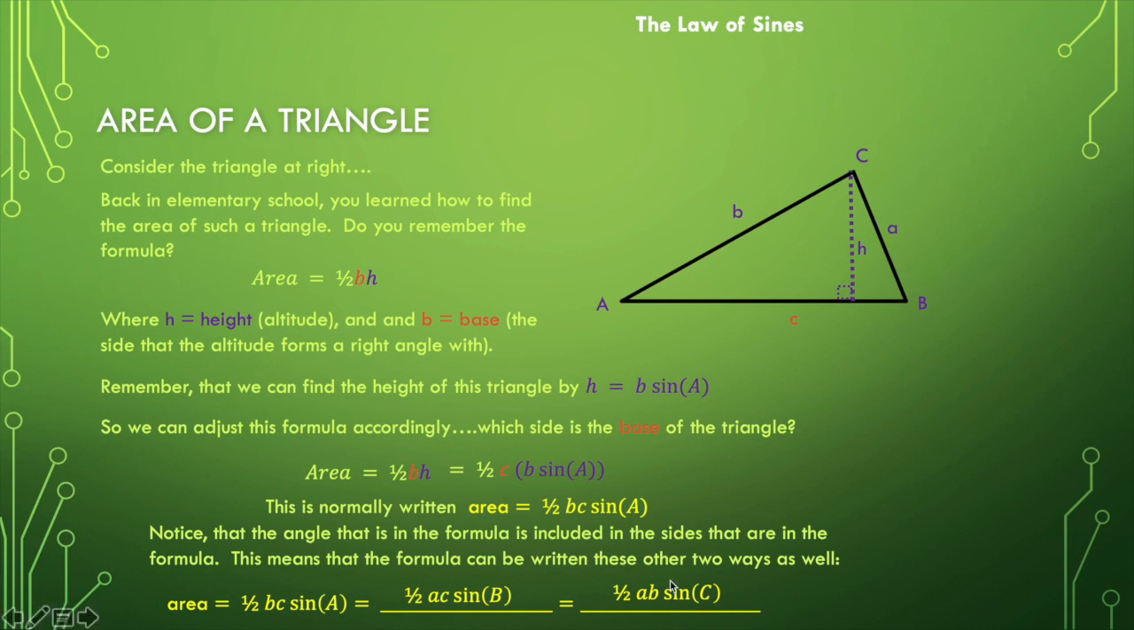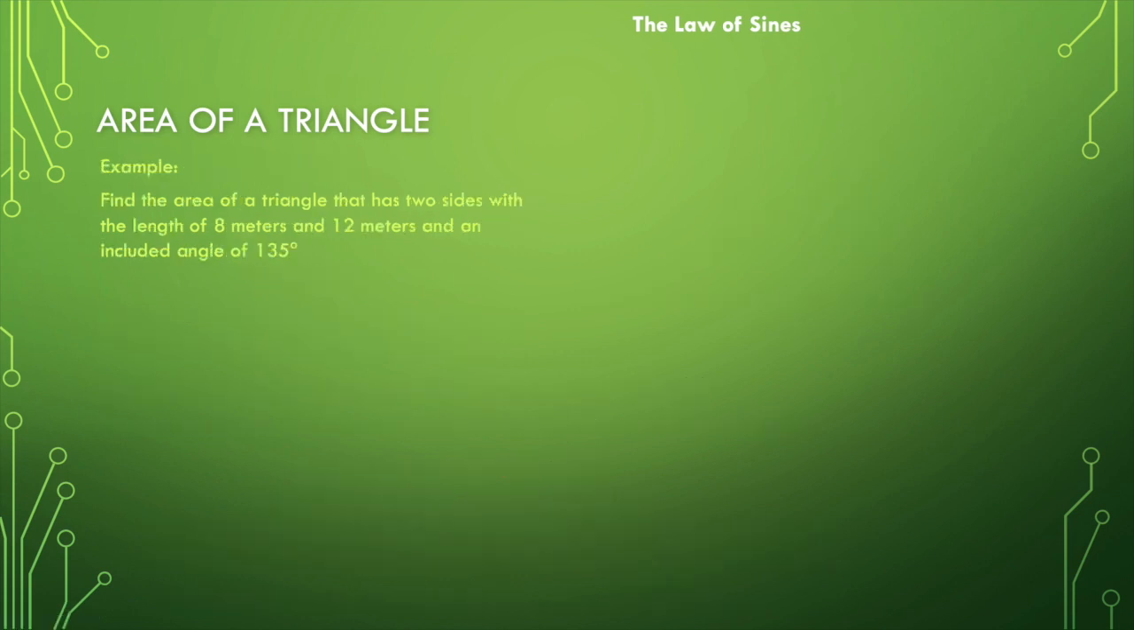All right. So let's take a look at an example. So here's an example of an area of a triangle problem. Let's say we have a triangle in which we know two side lengths. We know that one of the side lengths measures 8 meters, one of the side lengths measures 12 meters, and we know that the included angle is 135 degrees. Well, since we have two sides and the included angle, we are in luck because all we have to do then is substitute those things into our formula.